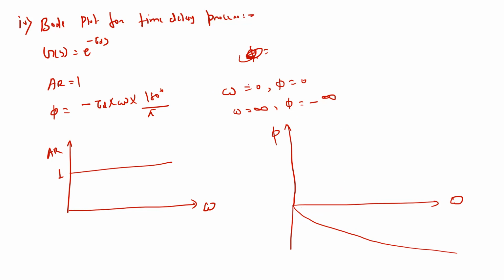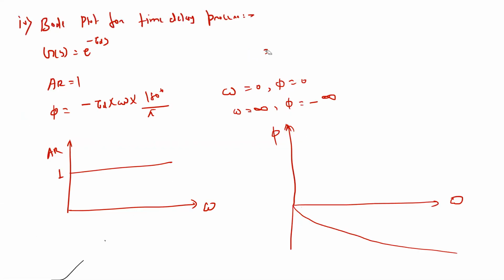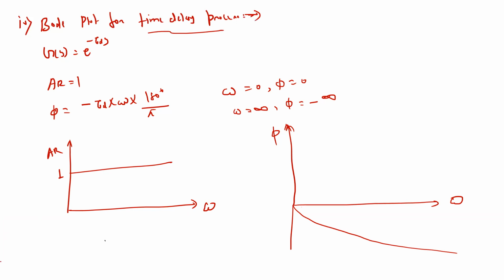So only a single process is there where your value of phi tends to infinity, in the case of a time delay process or pure time delay process, right? Do you have any doubt? Darshan, are you getting it? Yes, sir. Okay. So this was the pure time delay process. Now I will be clubbing both.